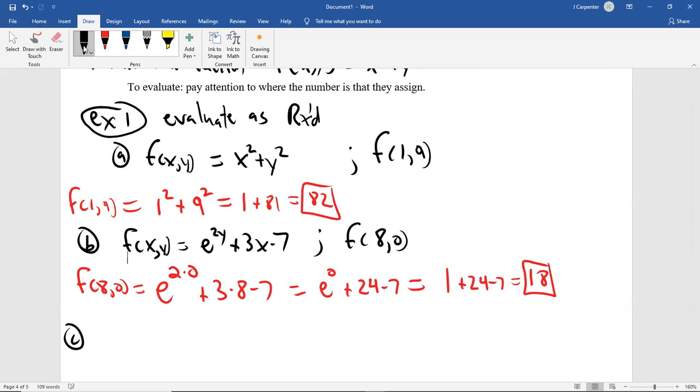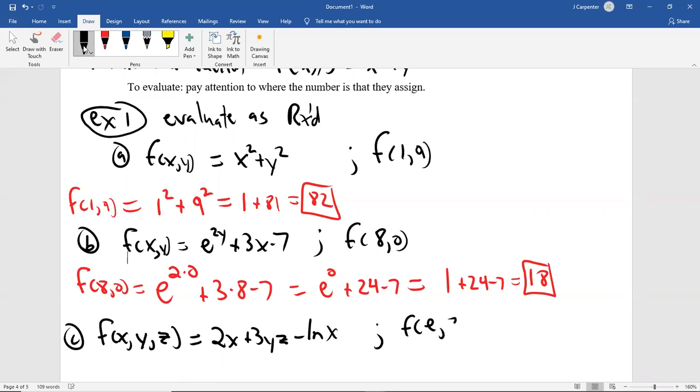One more for the road. F of x comma y comma z. I like my z's with lines in between them so it doesn't look like a 2. You don't have to do it that way. Is equal to 2x plus 3yz minus the natural log of x. And we are going to find f of e comma 7 comma negative 2. Ooh, f of e, that's crazy, right? Don't worry about it.